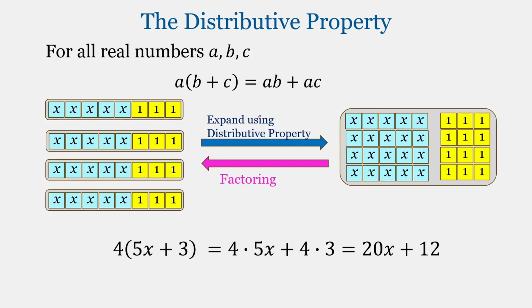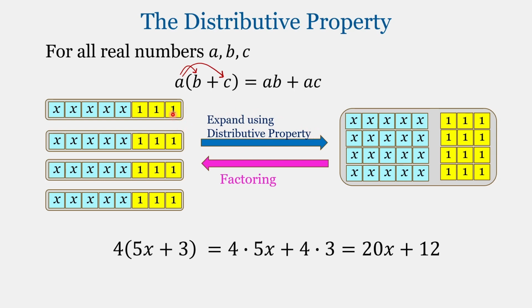So let's look again at the distributive property. For all real numbers a, b, and c, a times the quantity b plus c is equal to a times b plus a times c. We are distributing this a to each term within the parentheses. And when we do this, we are expanding using the distributive property.